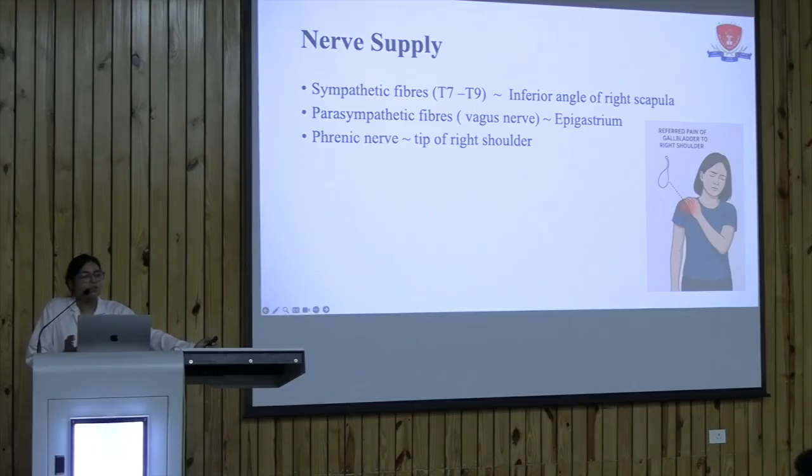Sometimes, a patient with gallbladder pathology comes with the complaint of pain in the abdomen, but also in the right shoulder. So let's understand why he experienced this referred pain in the right shoulder with the help of this slide on nerve supply.